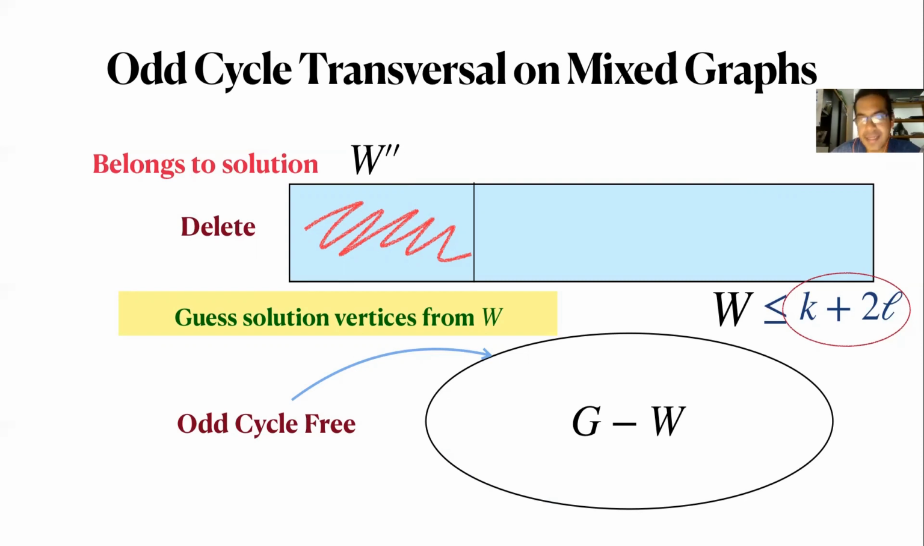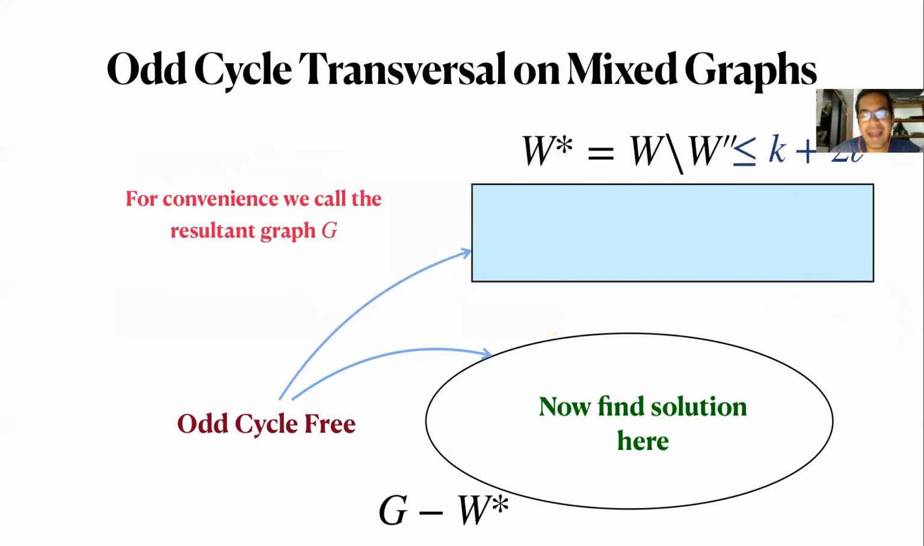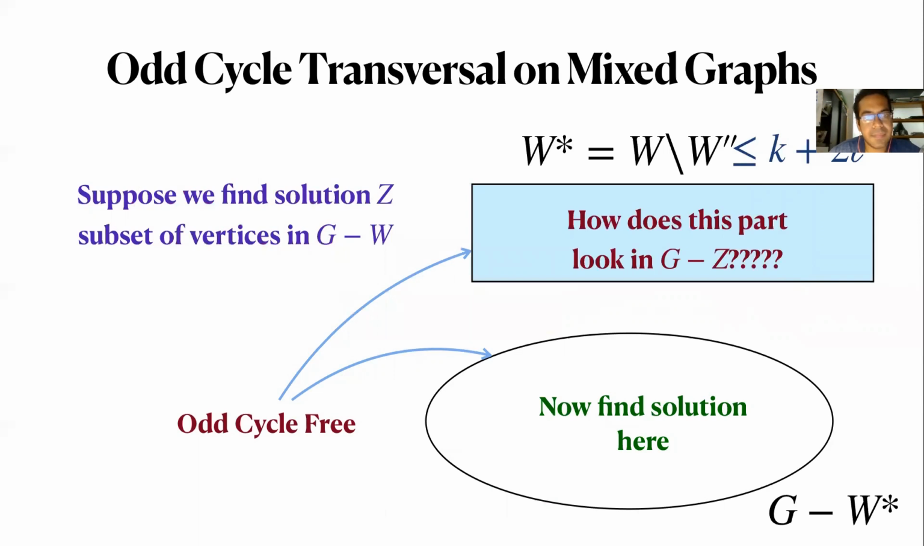We delete that guess portion, and now we have a disjoint version of the problem, where I have to find a solution where W star is equal to W minus W double prime, which we guessed and removed. And now we ask the odd cycle the same problem, whether there exists a solution, but it lies completely in G minus W star. Suppose we find a solution Z, the subset of vertices in G minus W. So now we have guessed the intersection and removed it from W.